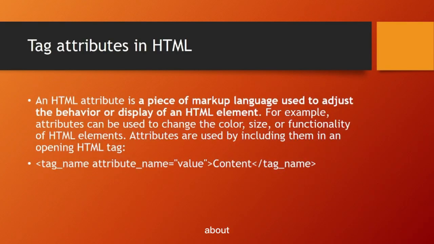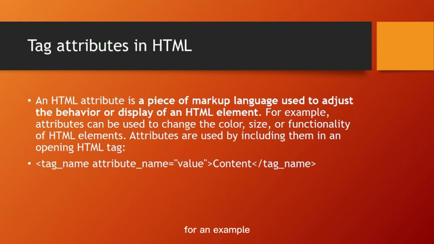Then we're talking about tag attributes. Let's know what an HTML tag attribute is. An HTML tag attribute is a piece of markup language used to adjust the behavior or display of an HTML element. For example, attributes can be used to change the color, size, or functionality of HTML elements. Attributes are used by including them in an opening HTML tag, which means attributes allow HTML elements to get certain properties available in the tags.